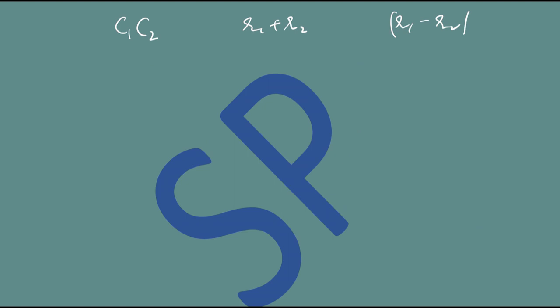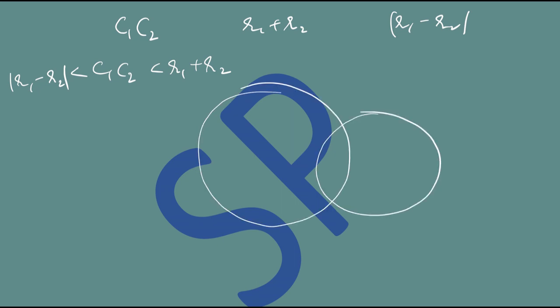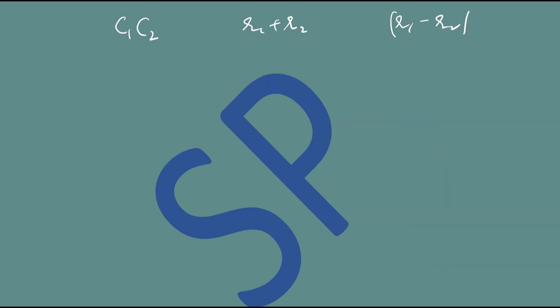Suppose after calculating these quantities, I observed that C1C2 is less than R1 plus R2 and more than mod of R1 minus R2. It means that the circles are intersecting. So when the circles are intersecting, you can have only two direct common tangents and there is no transverse common tangent. Only two direct common tangents are possible in this case. That's all. Total common tangents is 2 and both are nothing but direct common tangents.